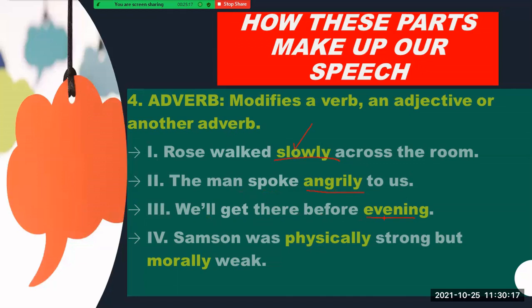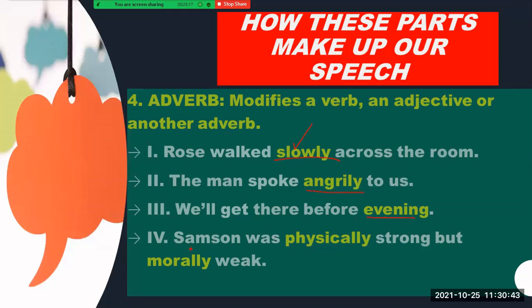If someone says we will get there before, and you put a full stop without completing it, someone will ask when. Or even if you say we will get there, someone will ask when. I know we will get there, but when will we get there? You can say before evening. All right.